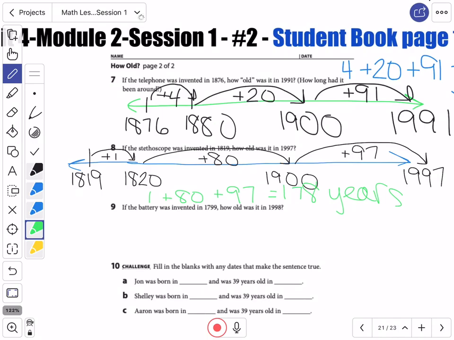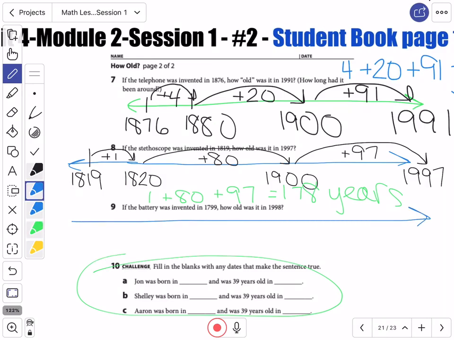So this will be the last problem that we do. These challenge ones, you can do these ones at a later date if you would like to, or later after this lesson, all right? We're gonna do one more of these. So just go ahead and follow along in your book with me while I do this last problem. So the battery was invented in 1799. How old was it in 1998?